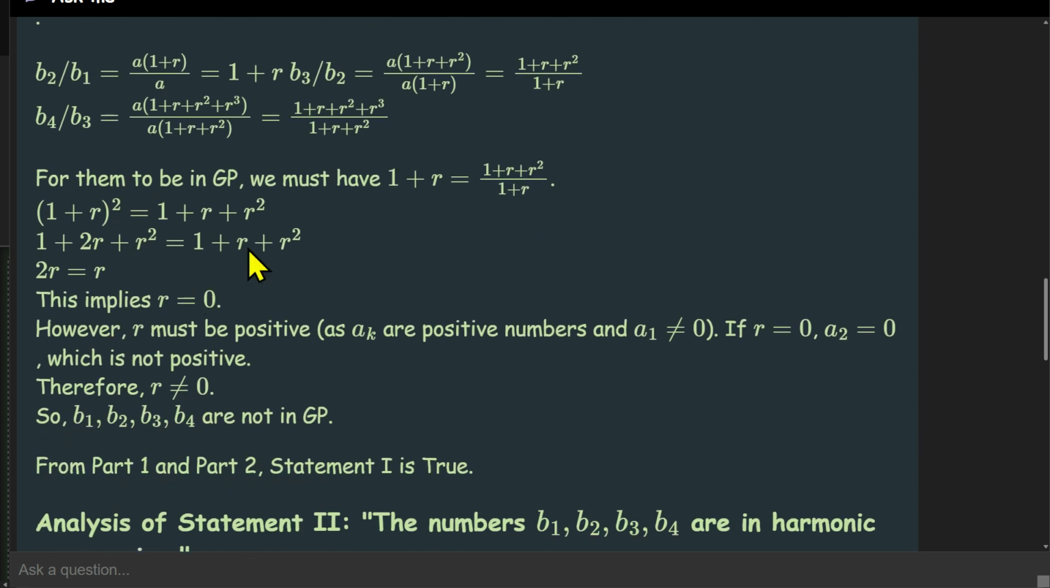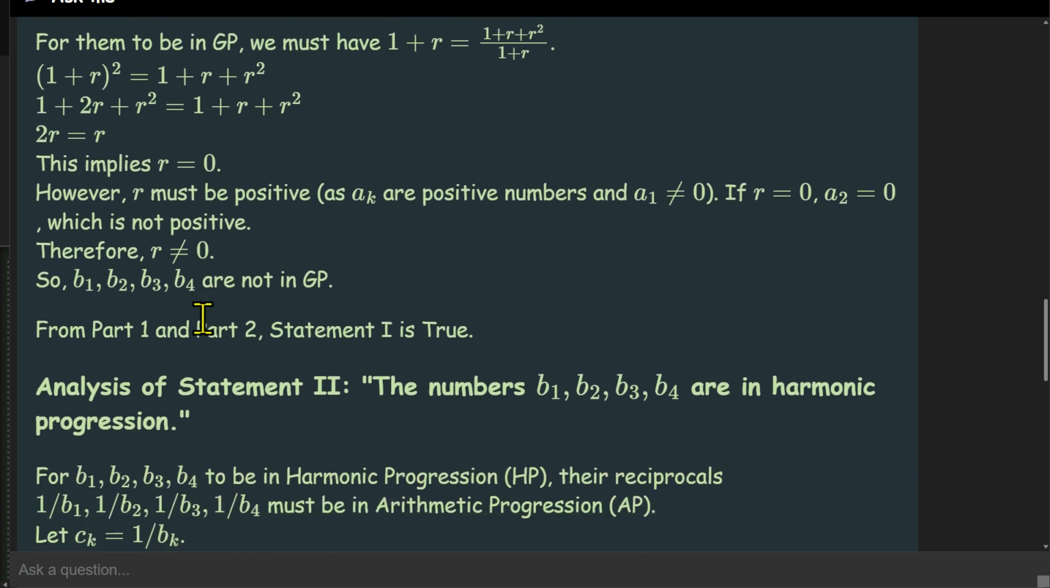For them to be in GP, we must have 1 plus r equal to 1 plus r square upon 1 plus r. So 1 plus r whole square equal to 1 plus r square, that is 2r by r, implies r equal to 0. However, r must be positive, since A_k are positive numbers, A1 not equal to 0. If r equal to 0, A2 equal to 0, which is not positive. Therefore, r not equal to 0, so B1, B2, B3, B4 are not in GP.